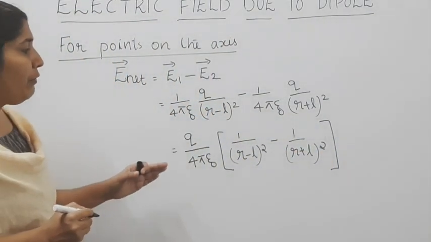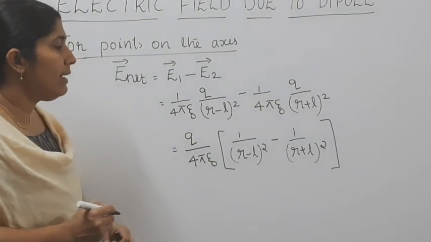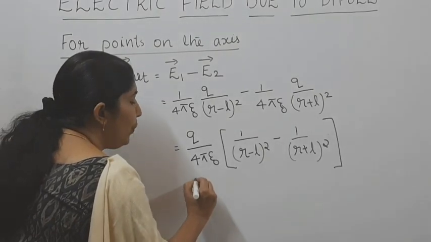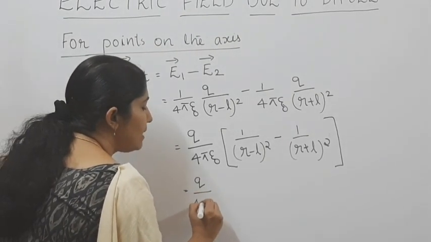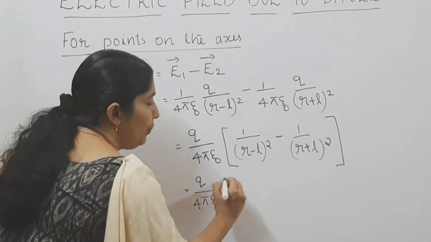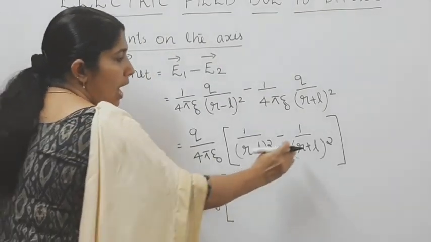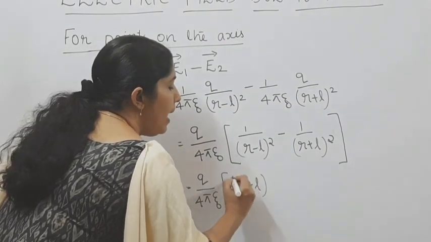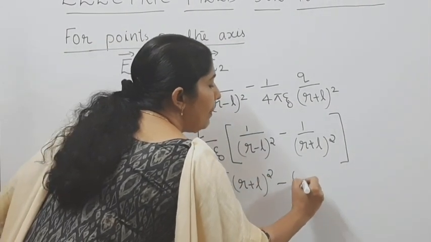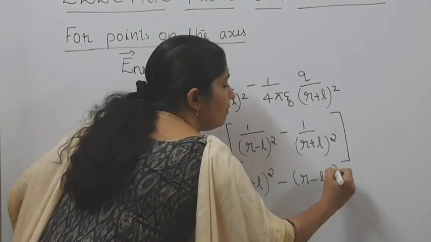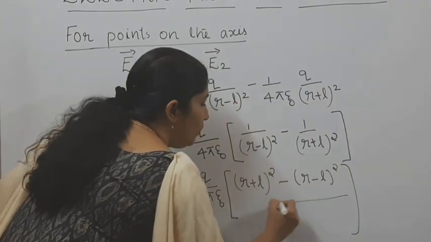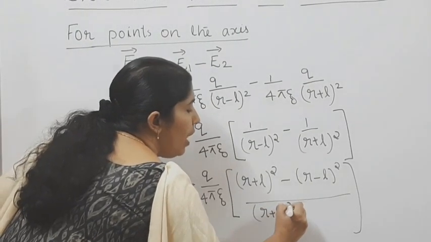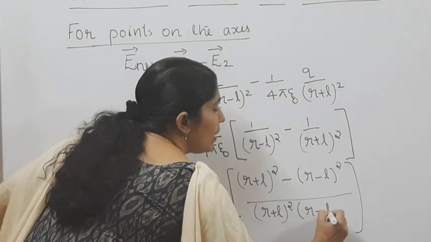Now, we want to rearrange this equation. That is equal to Q divided by 4 pi epsilon 0 into (R plus L) the whole square minus (R minus L) the whole square, divided by, what about the denominator here? (R plus L) the whole square into (R minus L) the whole square.